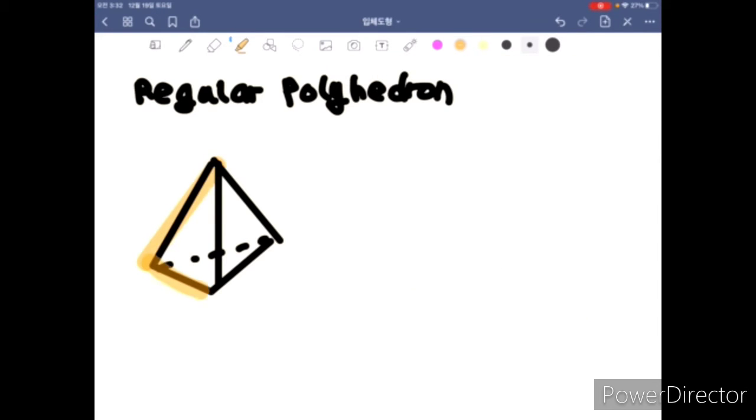So the faces are the same size, and it also has a triangle on the base. And as for each vertex, one vertex has 3 faces that are with it. 1, 2, 3.